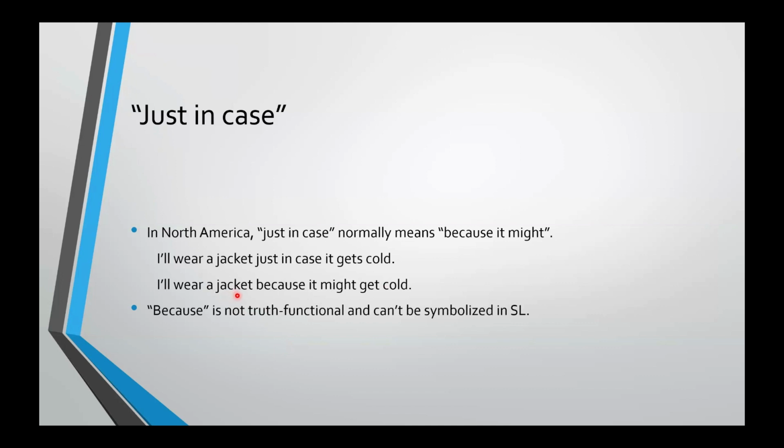The closest that we can get to symbolizing this sentence in SL is actually with and, right? I'll wear a jacket and it might get cold, where we just assert these two things and we ignore the fact that there's a claim that there's this connection between them, where this one here is the reason that's given for this. That's just stuff that we can't represent in SL. So that's the way that the biconditional works.